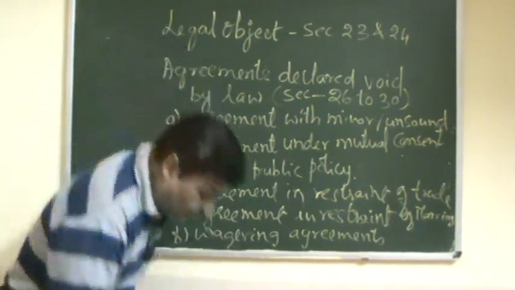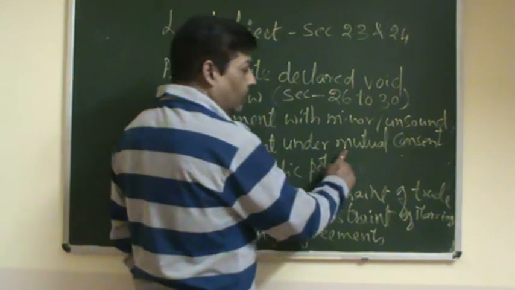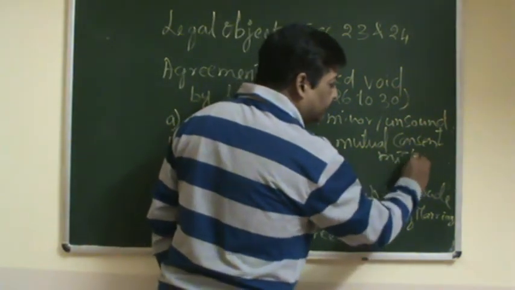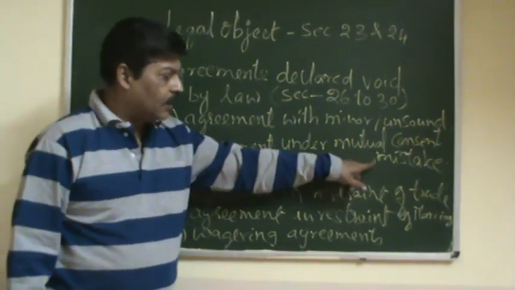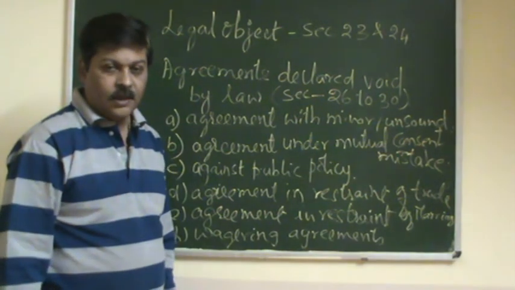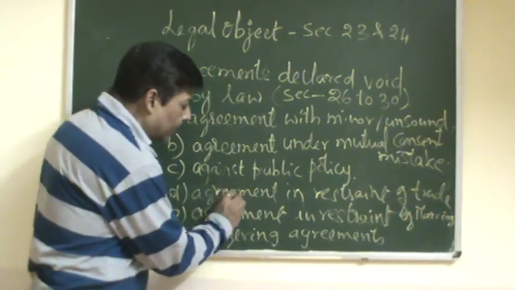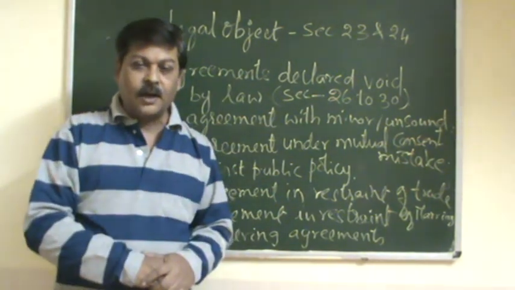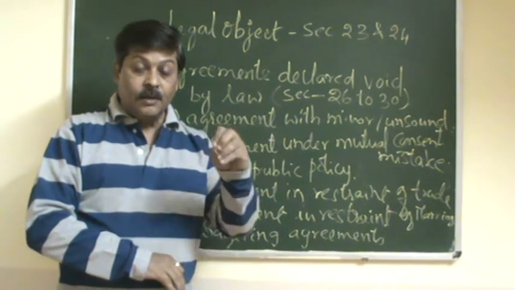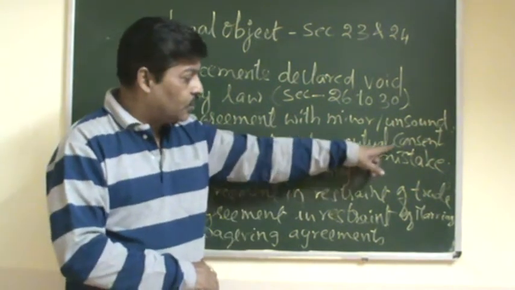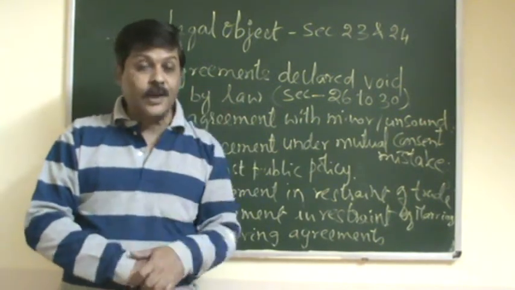Agreement under mutual consent, but there is a mistake. So in an agreement under mutual consent, a mistake has been committed. Both the parties have committed a mistake. There is a mistake from both the parties. So both the parties are in error. We have seen this before when we were discussing free consent. The mistake must be bilateral. So mutual consent is there, but it is a bilateral mistake. They are under error. I had given you the example.